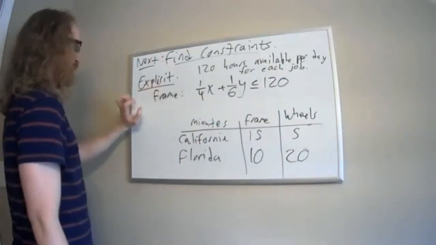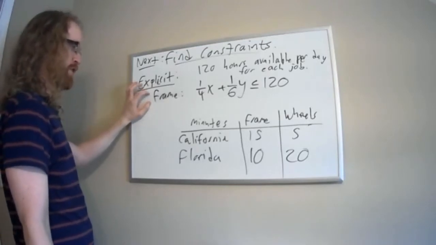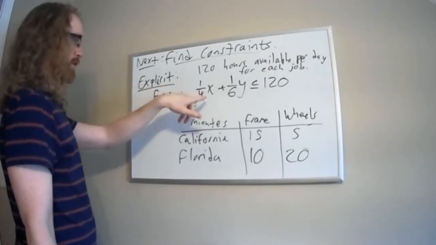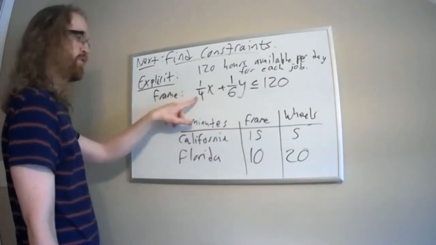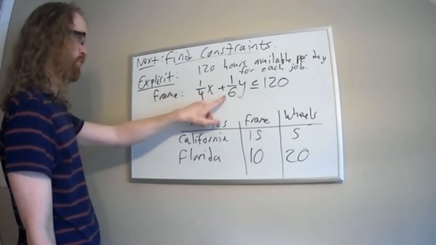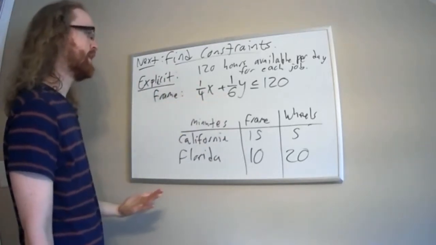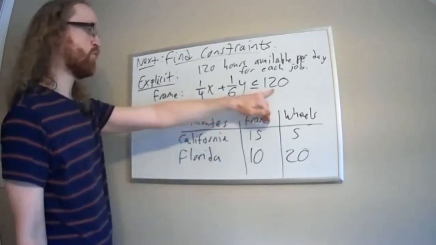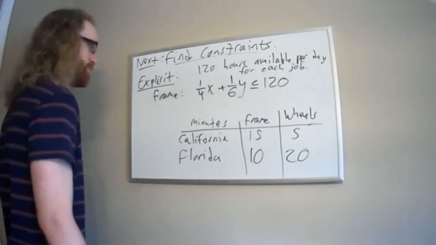Okay. So for frames, I can represent the amount of time being used to produce frames by adding up the total amount of time per model. It takes 1/4 of an hour for each California, and it takes 1/6 of an hour for each Florida model. And I add those together to get the total time. And then that has to be less than or equal to 120 because I only have that much time available for this job per day.